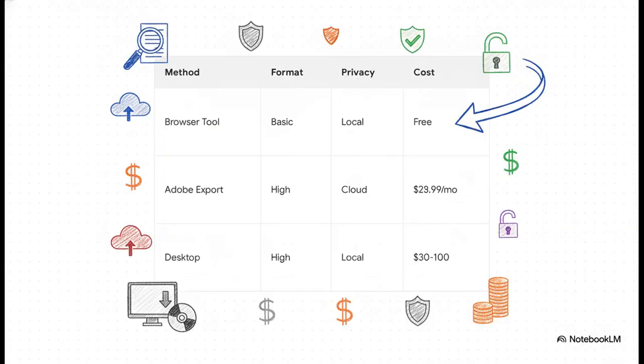Let's objectively compare your options here. Look at the browser tool. You get basic text formatting, high local privacy, and it's completely free. Compare that to Adobe Export PDF. You get excellent formatting preservation, sure, but it's cloud-based, meaning your files are uploaded to a server and it costs almost $24 a month. Or look at desktop converters. Very good formatting, high local privacy, but they require software installation and can cost anywhere from $30 to $100. If you are balancing the need for absolute privacy and zero cost against simply needing to extract editable text, the browser tool is a real game changer.